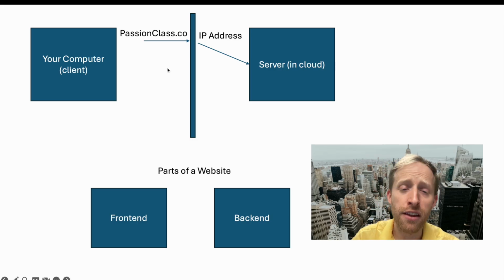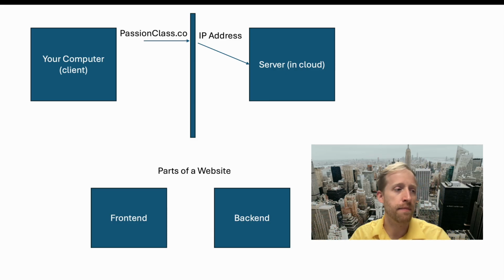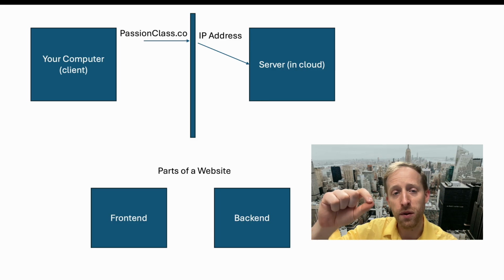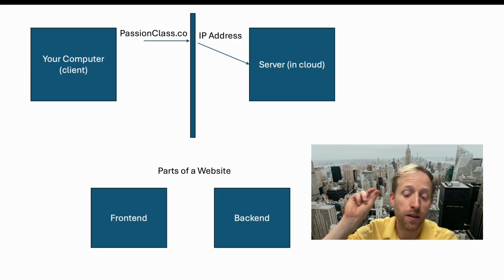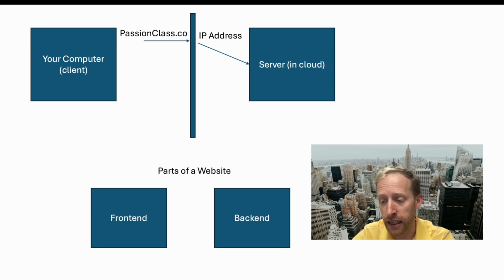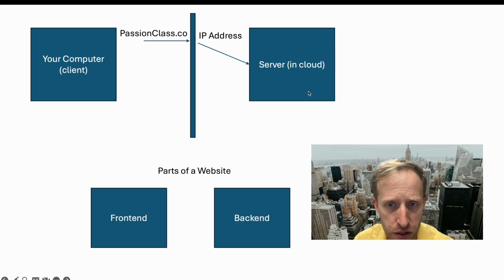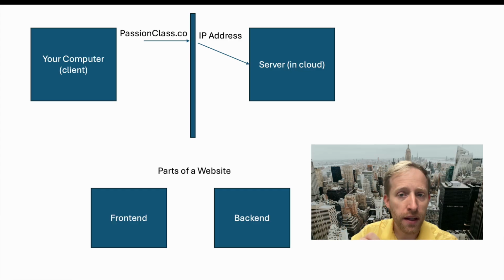There is a service that says when you go to Passion Class or any website, Instagram, Udemy, it doesn't really matter, it takes you to a service that converts the letters and numbers that you plugged in as the web address to a specific IP address. And that basically puts your computer in contact with another computer. And that computer is a server. That's the back end. That's what's in the cloud.